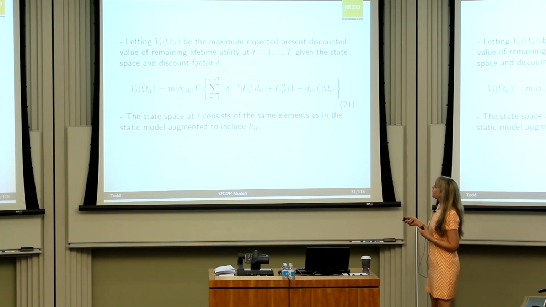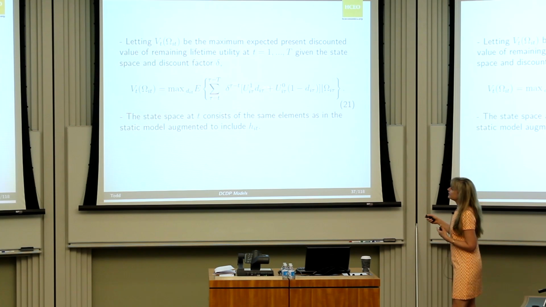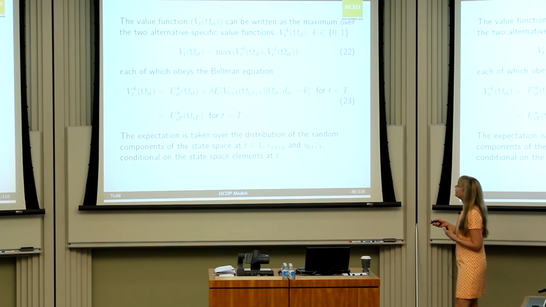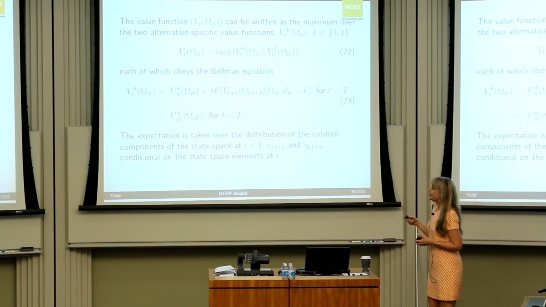Okay, so here's the value function, the present discounted value at time t of remaining lifetime utility, and you're just choosing D, which utility you get, the working utility or not. And then we can write this, and the way these models are solved is as a Bellman equation. So it's useful to write them in Bellman equation form.